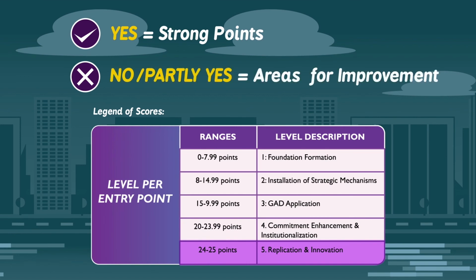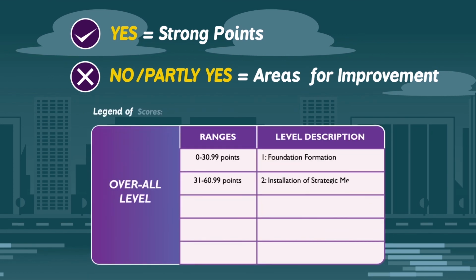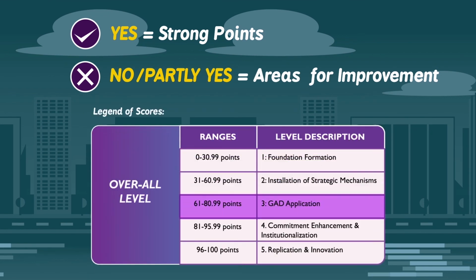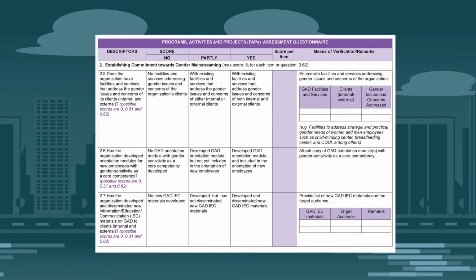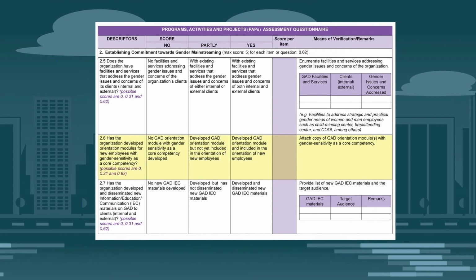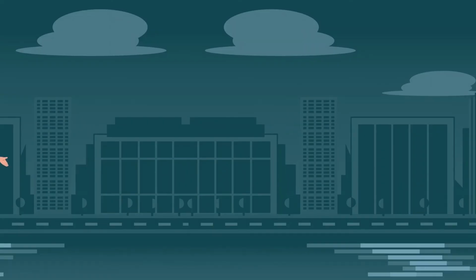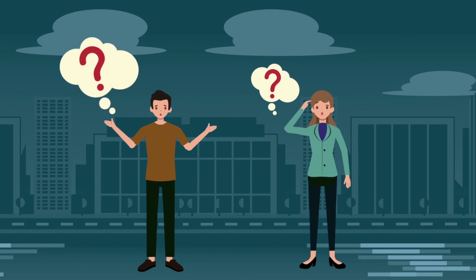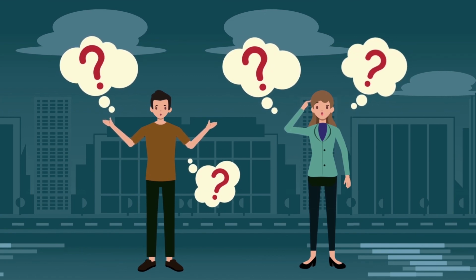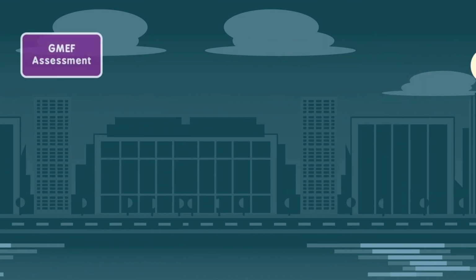The organization should analyze the facilitating and hindering factors and target interventions to further improve its overall level of gender mainstreaming. For example, under the PAPs entry point, the organization has not developed a GAD orientation module with gender sensitivity as a core competency. The gender issue may be the limited awareness among HR staff to integrate GAD core messages in existing modules for new employees.